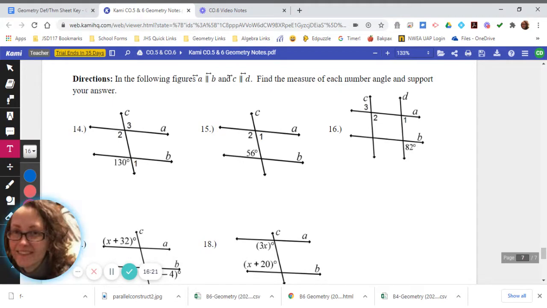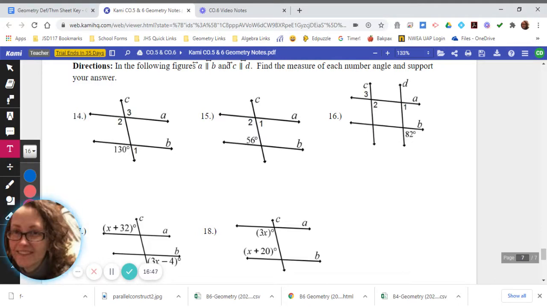So question number 14 asks me to find the measure of each numbered angle and support my answer. So that's where I'm going to be using my theorems and postulates to justify what I'm saying. So here I have 3 angles that I am trying to find.